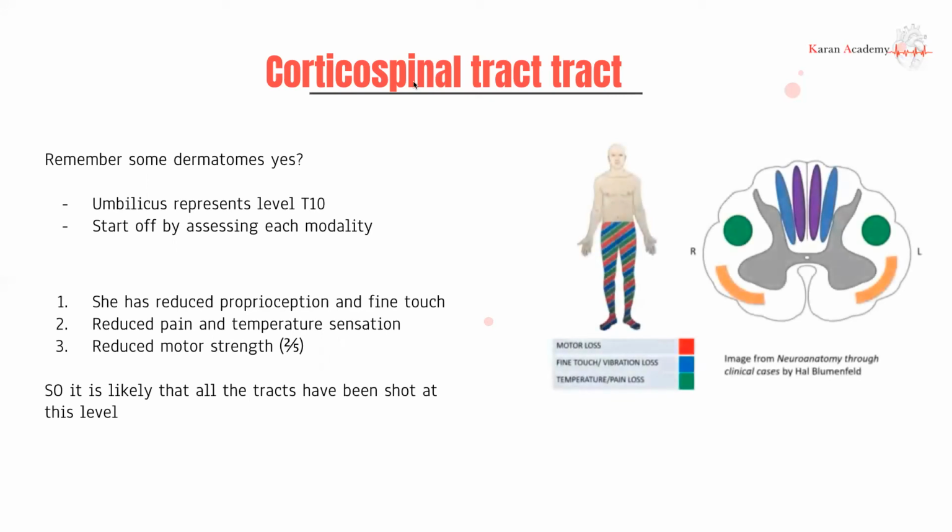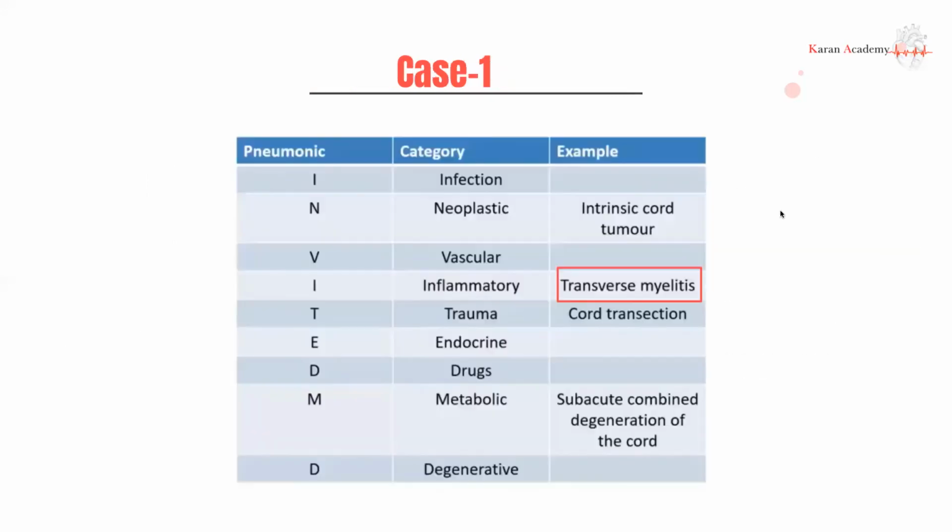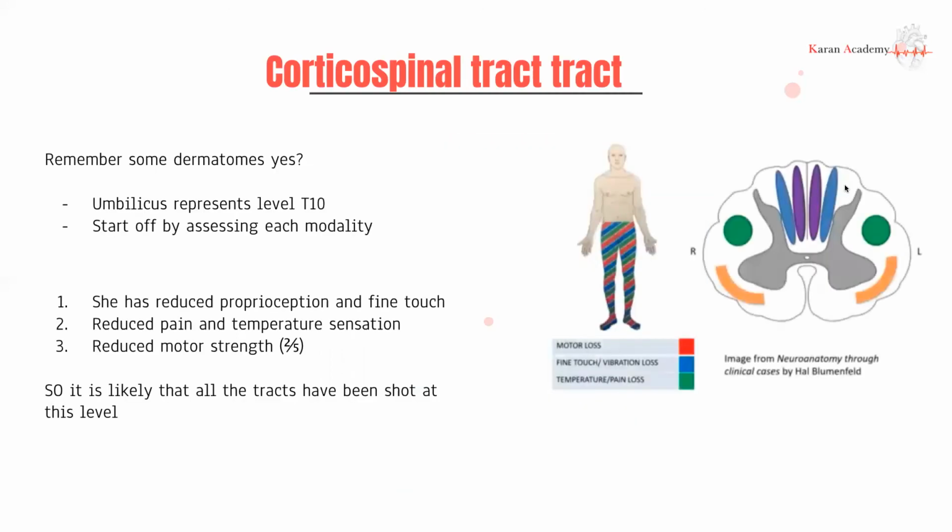So let's draw a picture. At the level of T10, you have basically shot out the DCML, both sides. You've shot out the corticospinal, the spinothalamic.